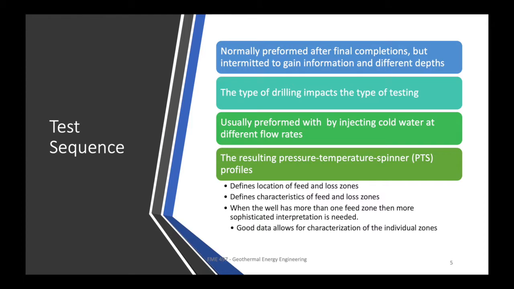The resulting pressure temperature spinner profiles reveal information that defines the location of feed and loss zones, defines characteristics of those feed and loss zones, and defines when the well has more than one feed zone. In this case, more sophisticated interpretation is needed, and good data allows for characterization of those individual feed zones.